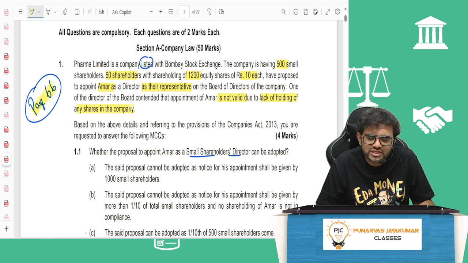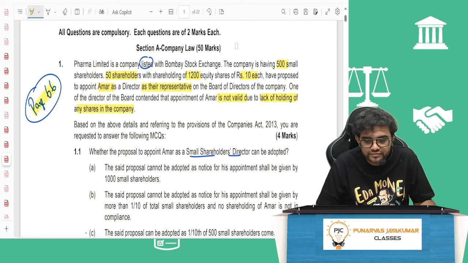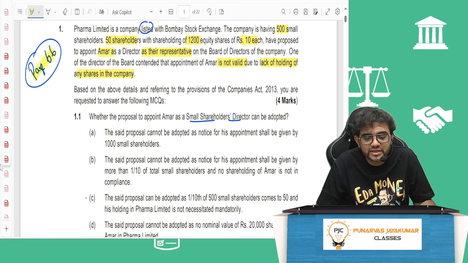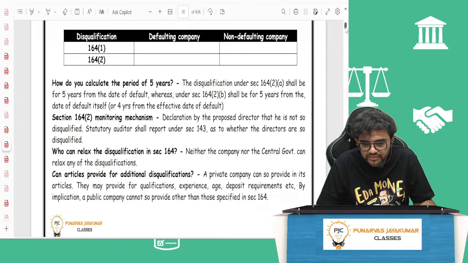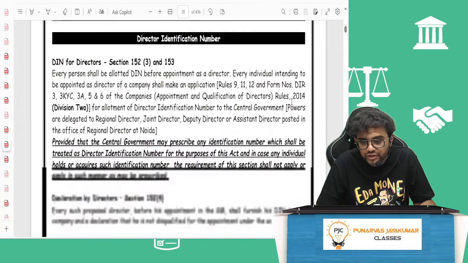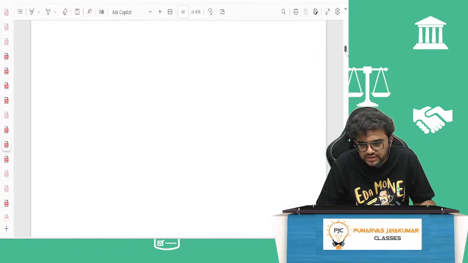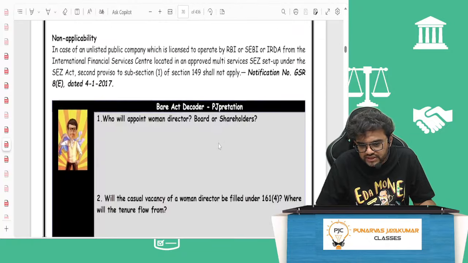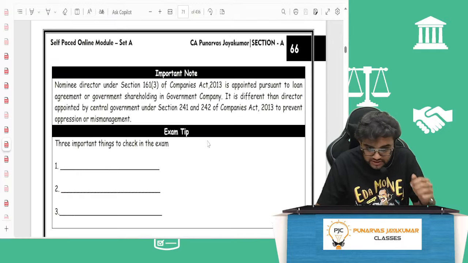So the question here is, first of all, should a small shareholder director be a shareholder? Secondly, should he be a small shareholder? What do you mean by small shareholder director? Let me take you through page number 66 of my material to revise what a small shareholder director means, and then we will go to the other areas. It has been designed in such a way that one day before the exam, it's very easy for you to revise. So page number 66, guys.